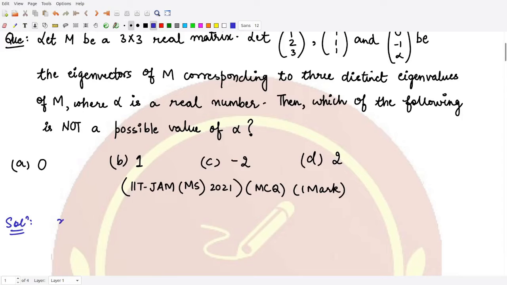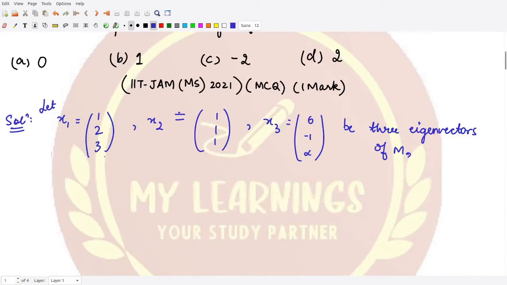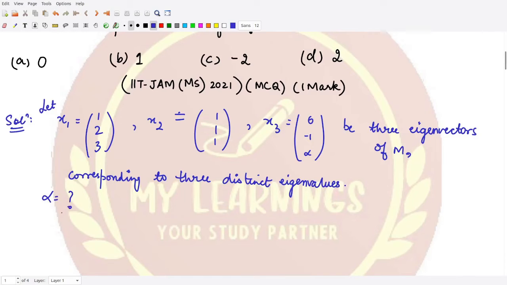Let's first of all rename these vectors. Let's call the first eigenvector x1 with entries 1, 2, 3. Let's call x2 the second eigenvector with entries 1, 1, 1, and let's call the third one x3 with entries 0, minus 1 and alpha. Let these x1, x2, x3 be eigenvectors of M corresponding to 3 distinct eigenvalues. So in this case, we are to check what could not be alpha.